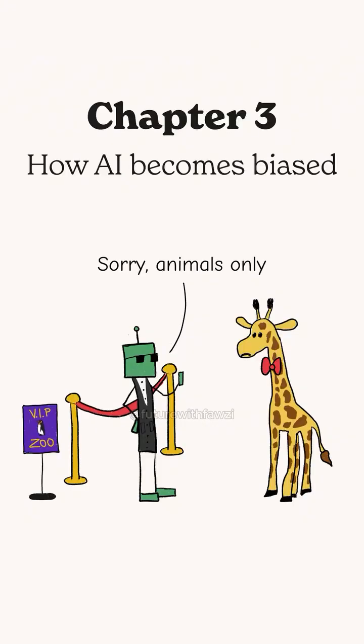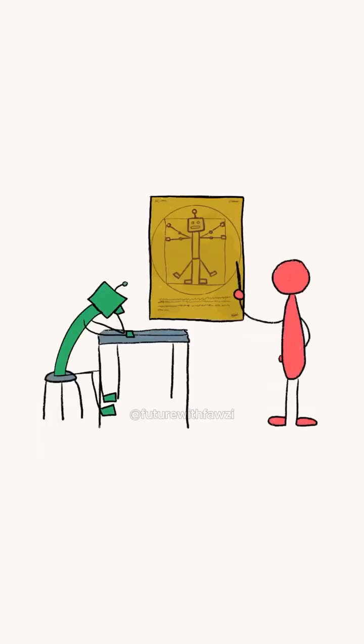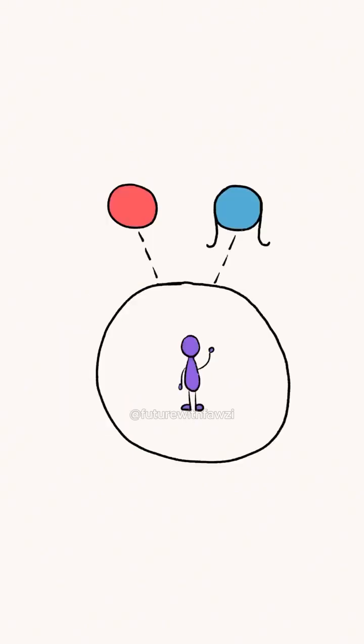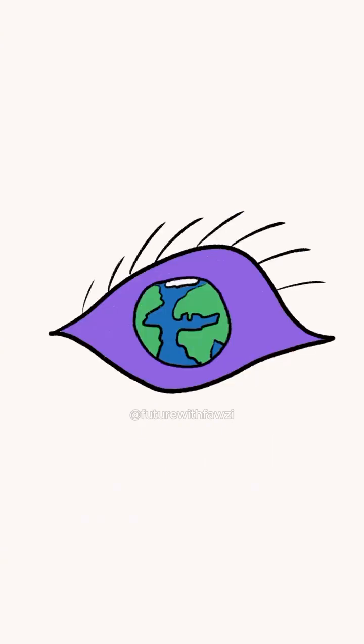Chapter 3. How AI becomes biased. Training an AI system is like raising a child. The parents play a big role in deciding the values they teach them, what they can watch on TV, and where they live. And these factors shape a child's worldview.